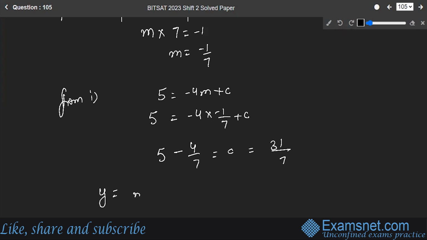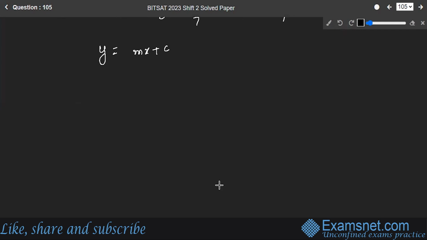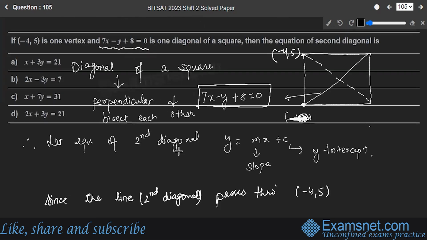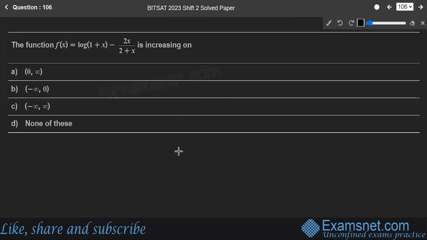The equation of the other diagonal was given by y = mx + c. This was the equation of the second diagonal. So y = minus 1 by 7 x plus c, where c is 31 by 7. Multiply both sides by 7. So you have 7y = minus x plus 31, or you have x plus 7y = 31. This is the answer to the question, and option C is the correct answer. Hope you got that. Next is question number 106.